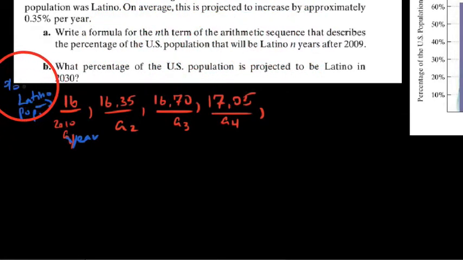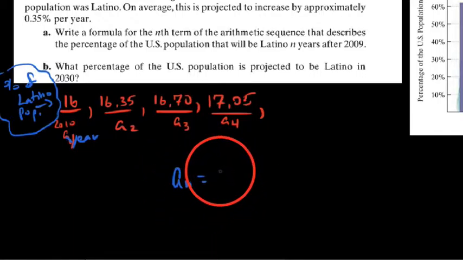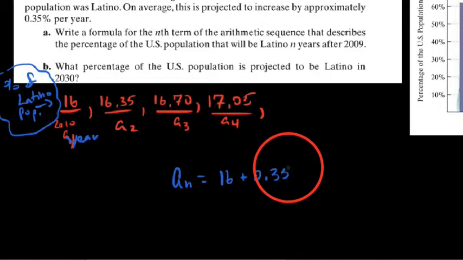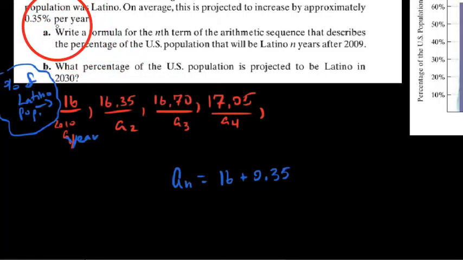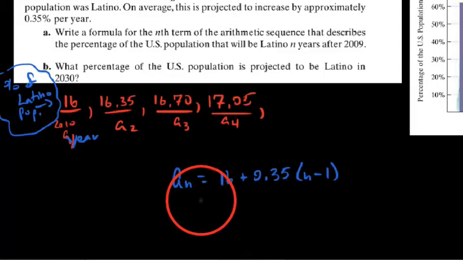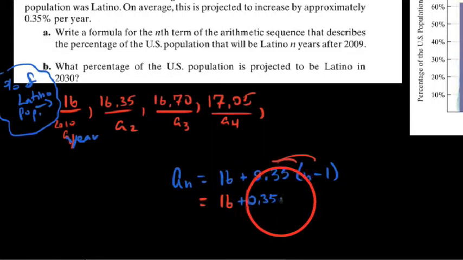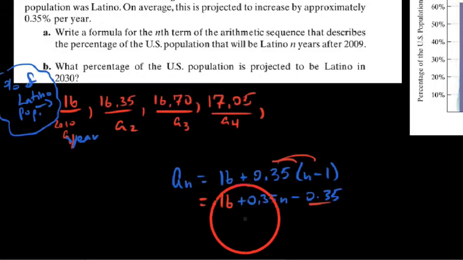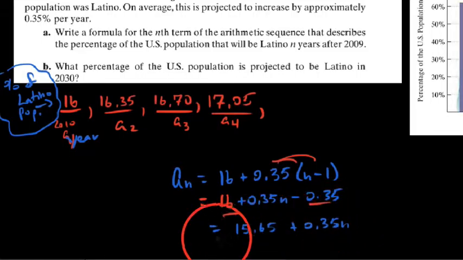So we say percentage of Latino population, pardon me, that's supposed to be percentage of. And so we'd say just the nth term here would be what I started with, which was 16% plus 0.35, because it is a decimal percentage. And then we would say times n minus 1. And this is basically it. You guys, we want to simplify this though. So we say 16 plus, and distributing this, 0.35n minus 0.35. And if we combine this and this here, we would get 15.65 plus 0.35n. And so I'm going to say that this is our a_n.